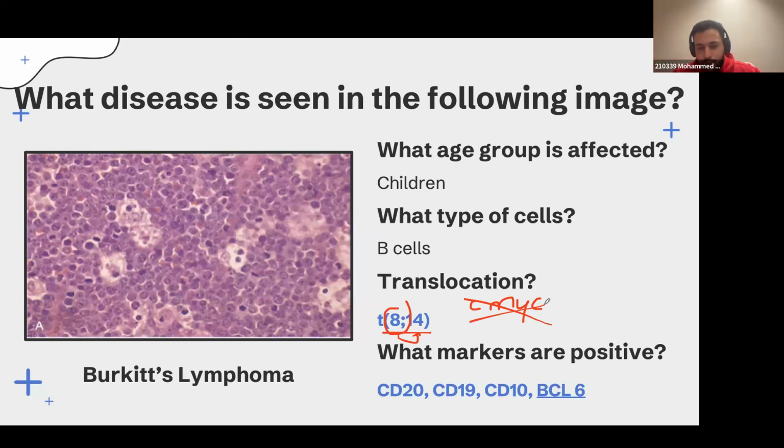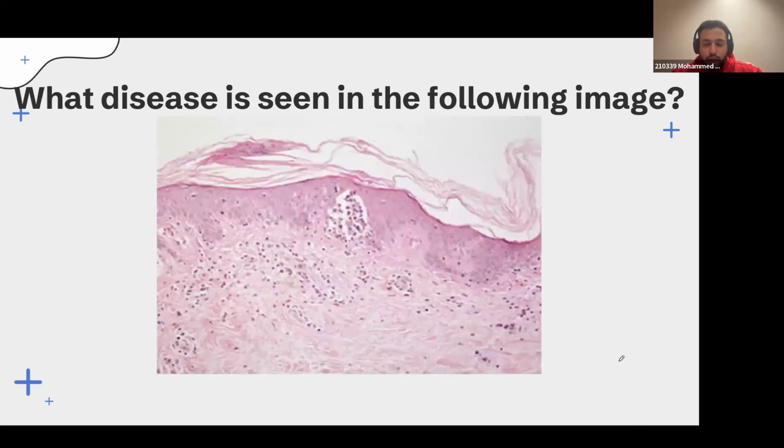Okay. Anyways, children, think of that. Think of Burkitt's lymphoma. You see a mass like this, think of Burkitt's lymphoma immediately. Remember these markers. Very important to remember these markers. Now, what disease is seen in this image?